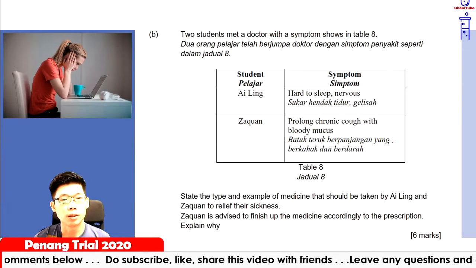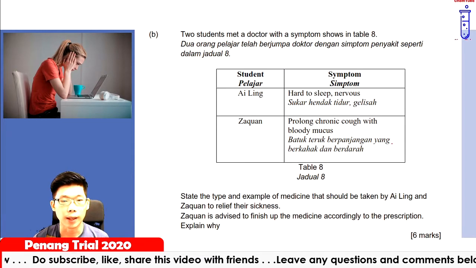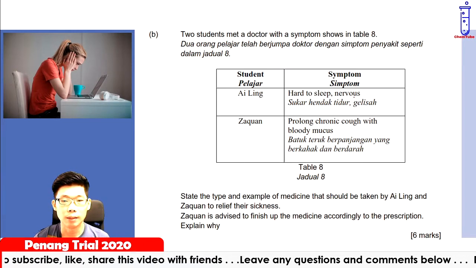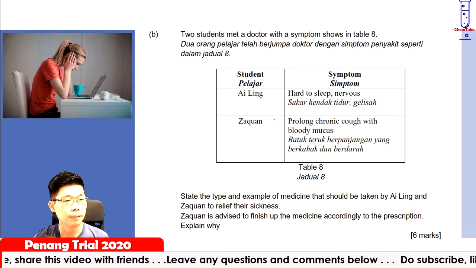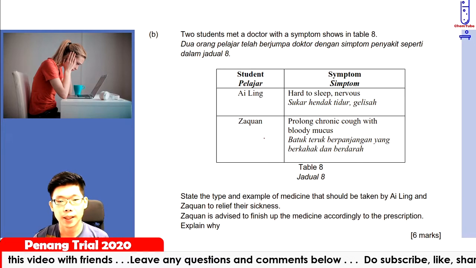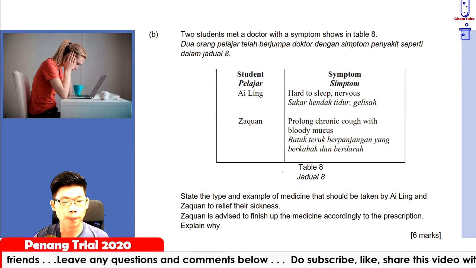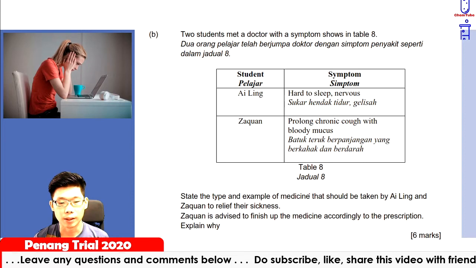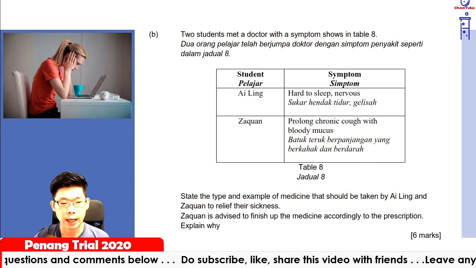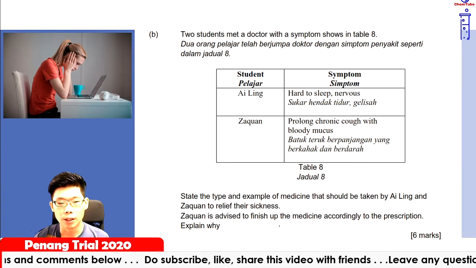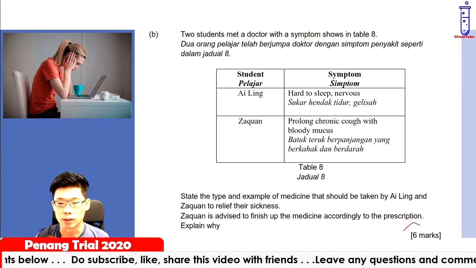Okay, B. 2 students met a doctor with the symptoms shown in Table 8. Eileen: hard to sleep, nervous. Maybe you are too nervous from studying, preparing for your SPM exam. Then Zakwan: prolonged chronic cough with bloody mucus. State the type and example of the medicine that should be taken by Eileen and Zakwan to relieve their sickness. And Zakwan is advised to finish the medicine according to the prescription. Explain why. So 6 marks.